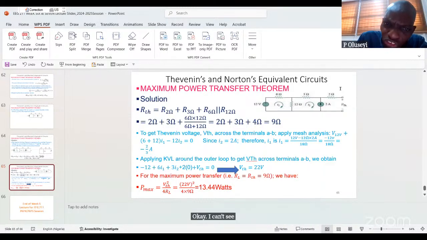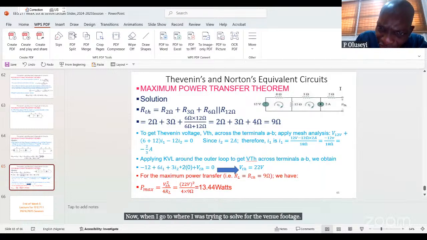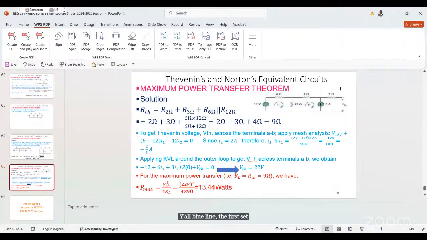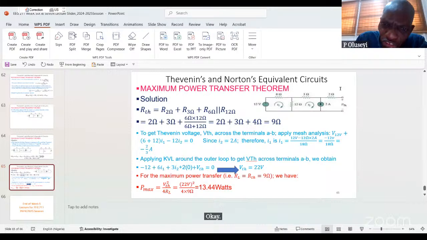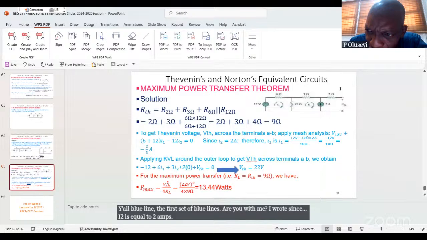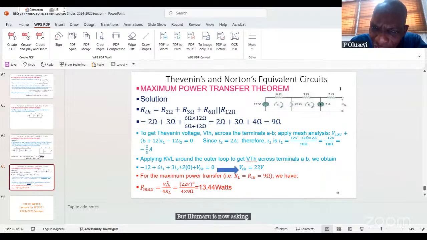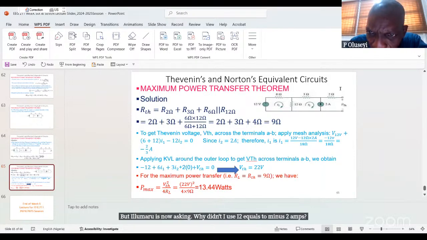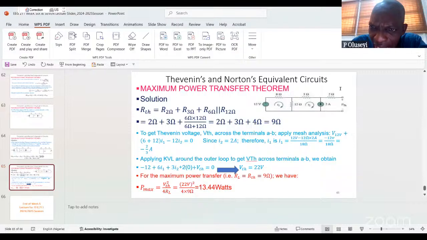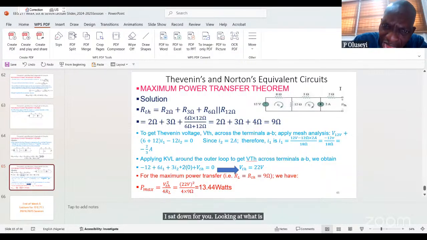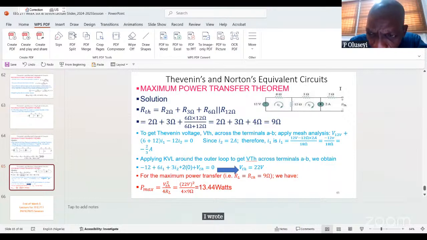When I go to where I was trying to solve for the Thevenin voltage, that blue line, the first set of blue lines. Okay, are you with me? Yes, I'm with you. I wrote I2 is equal to 2 amps. But Ilumari is now asking, why didn't I use I2 equals minus 2 amps? Can you answer that question, looking at what is on the circuit diagram and where I wrote I2 is equal to 2 amps? That means you have not been part of this lecture.